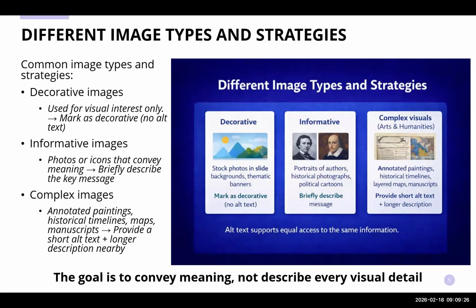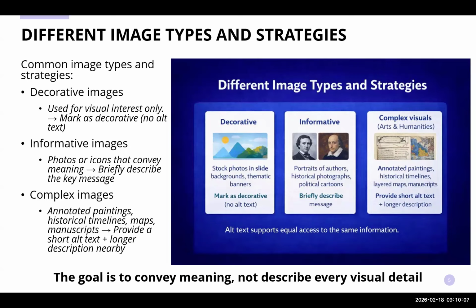So first, let us talk about decorative images. These are the ones used mostly for visual interest or the overall aesthetics. It could be a subtle background pattern or a small design element that does not really add any meaning. In such cases, you actually do not need to write any alternative text. You just mark them as decorative, and the screen reader or assistive technology would skip it or announce it as decorative. By this, the student is not forced to hear a description of something that is not supporting learning.